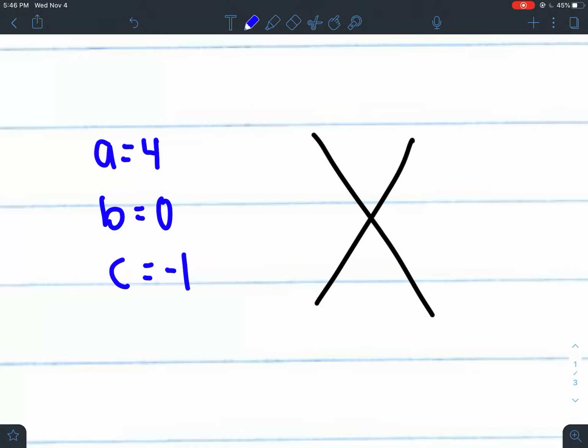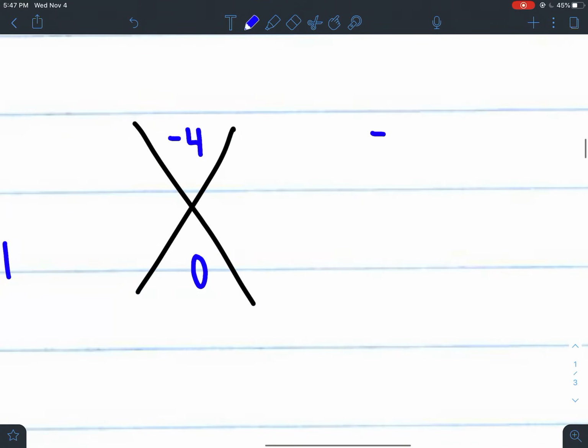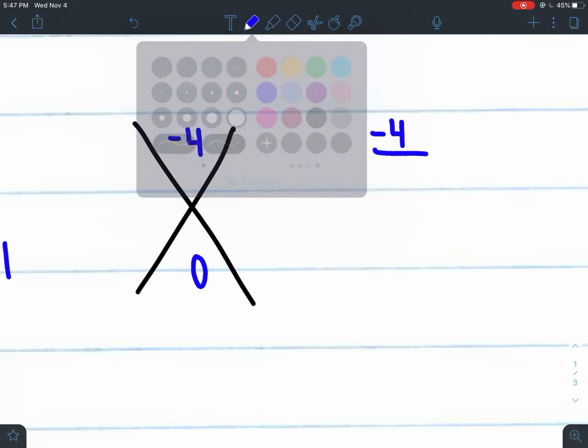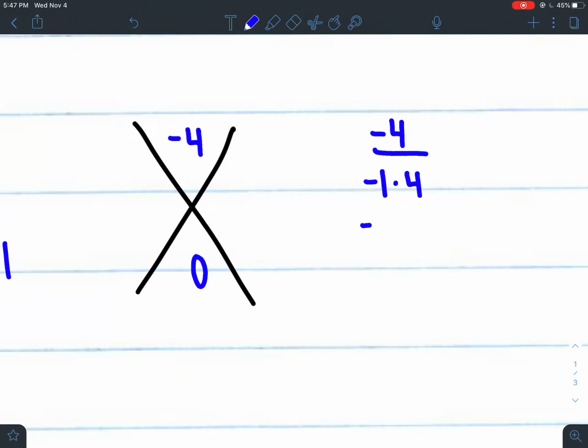All right, so we do a times c. A times c here is going to be negative 4. Right, 4 times negative 1, and then your b here is 0. So you have to think about all the possible combinations that could multiply to make negative 4. Well, negative 1 times 4, negative 4 times 1, and negative 2 times positive 2. So these are the only combinations.